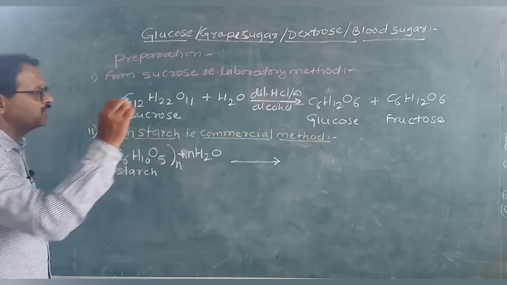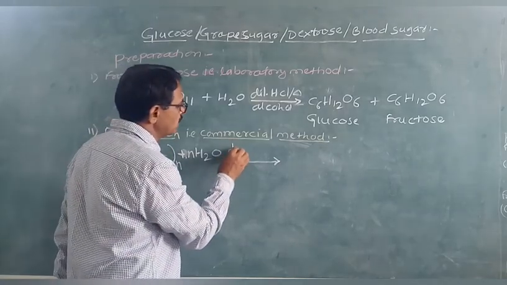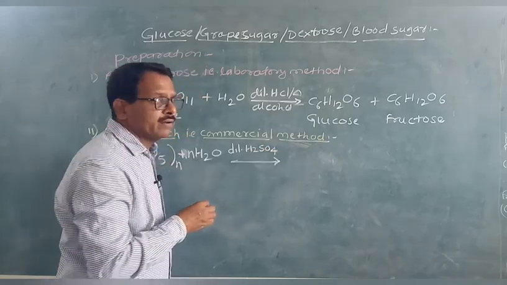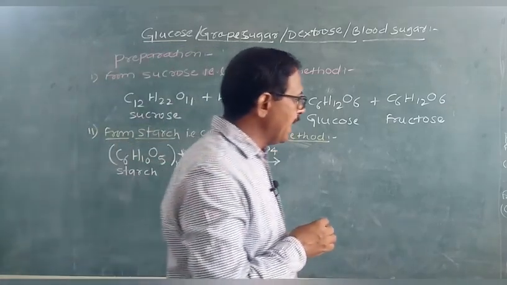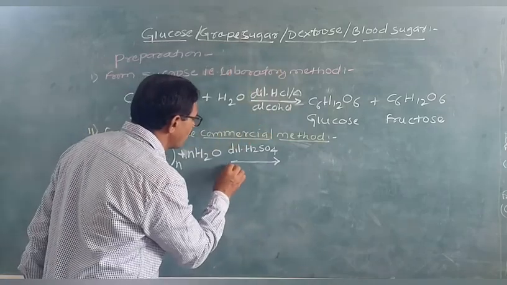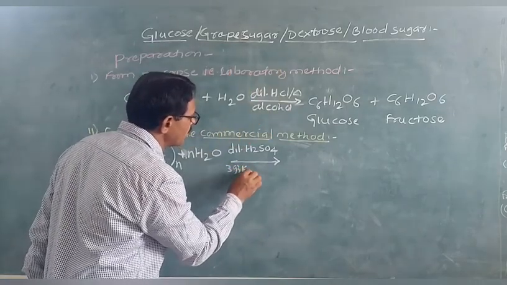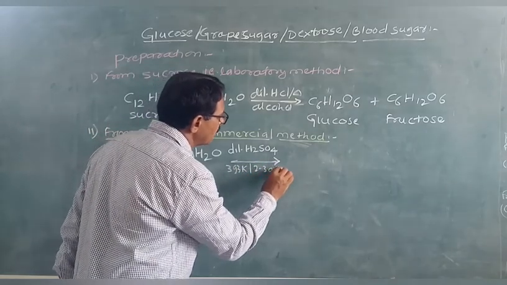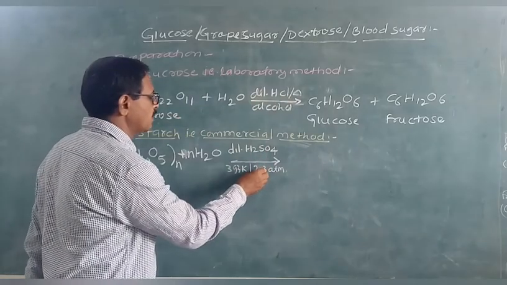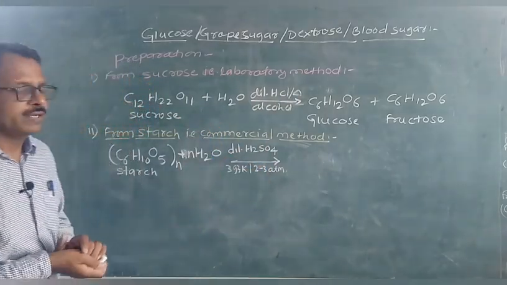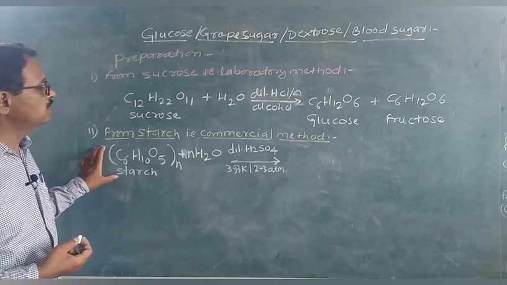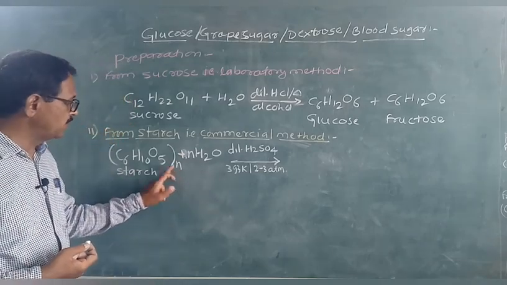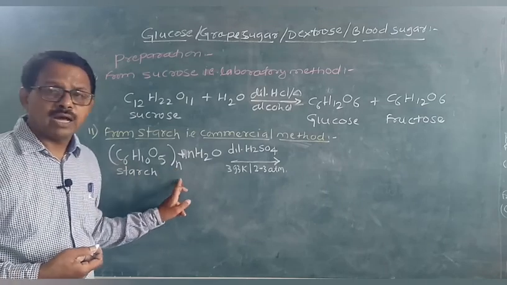When this starch is hydrolyzed by using dilute H2SO4 at 393 Kelvin temperature and under 2.23 atmospheric pressure, then these conditions are important. When this starch is hydrolyzed, here this n represents there are n molecules of starch.